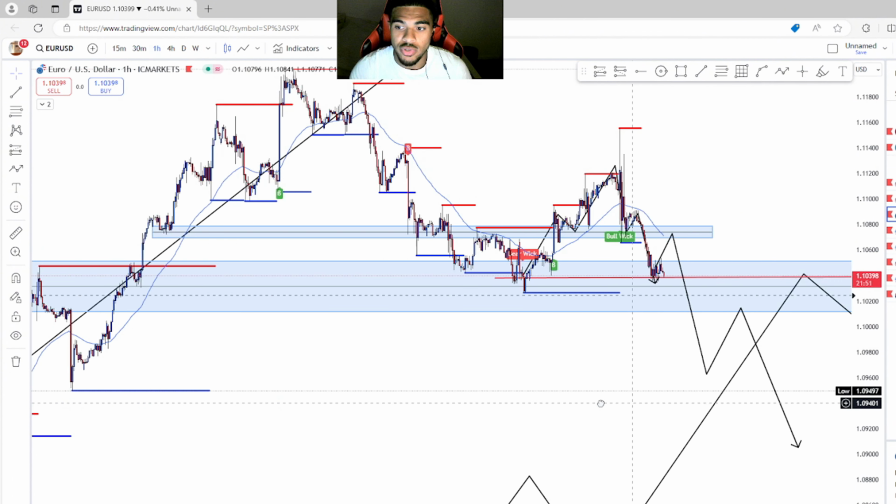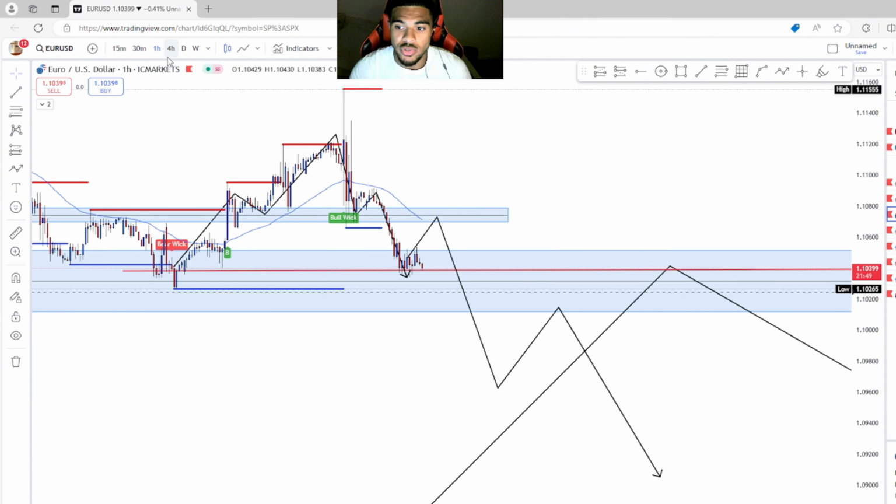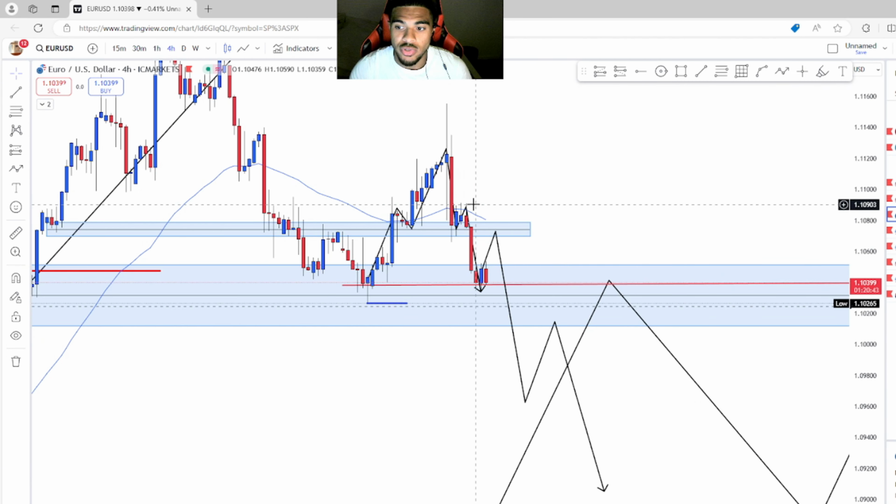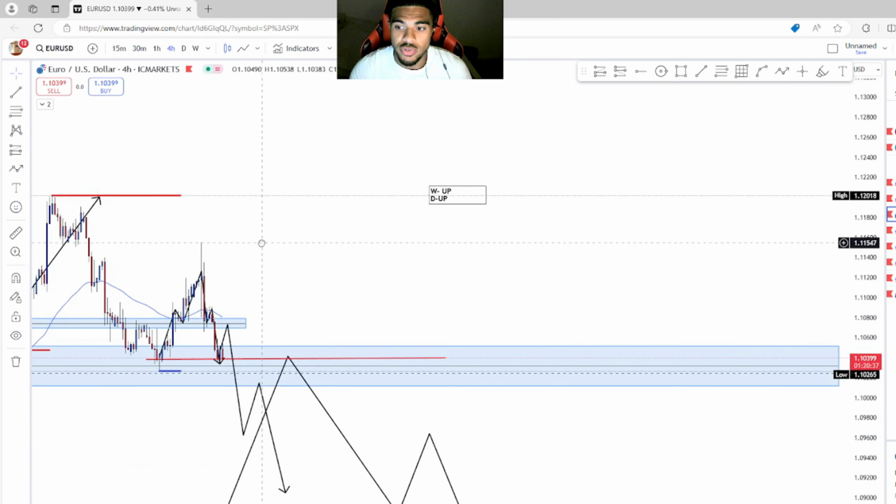Hourly time frame is obviously in a downtrend as well. Let me see if it was actually fully in a downtrend on this. Yeah, so we broke this level here, so we're in a downtrend. Fully broke either way, broke this one here, broke this one, so 4 hourly is in a downtrend.